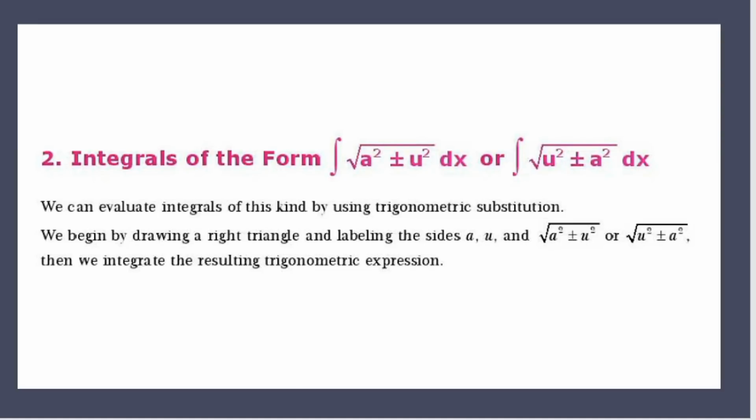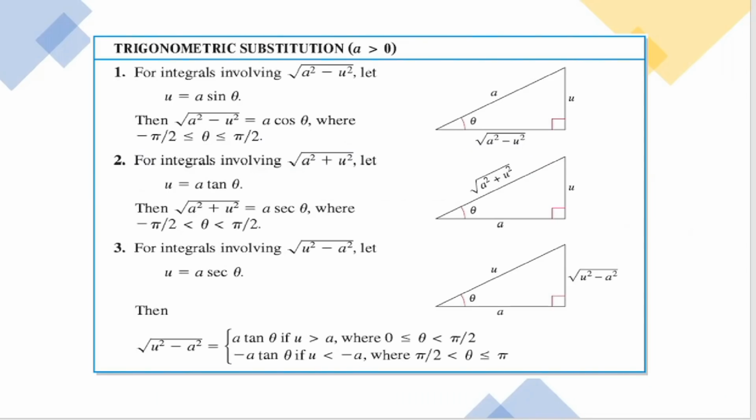So we begin by drawing a right triangle and labeling the sides a, u, and the square root of a squared plus or minus u squared, or the square root of u squared plus or minus a squared. Then we integrate the resulting trigonometric expressions. So here are some guides on how we are going to solve using trigonometric substitution. We assume here that a is greater than 0.